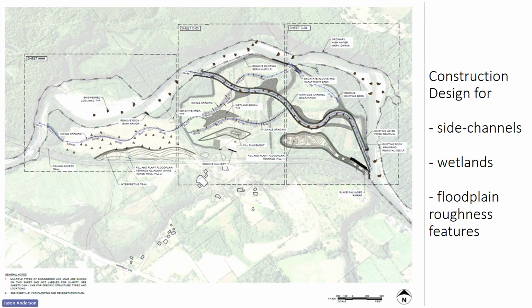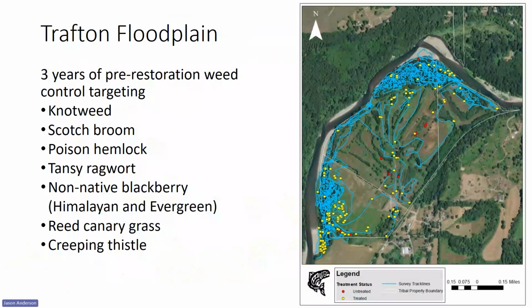Project elements at the Trafton floodplain location include earthwork for wetland and side channel excavation, as well as construction of large wood floodplain roughness features. So we anticipate there's going to be extensive soil disturbance. Knowing that, in the beginning stages of planning, we established a near-term objective of reducing both extent and density of invasive plants. And you can read this list of all the invasive plants that we identified on the site.